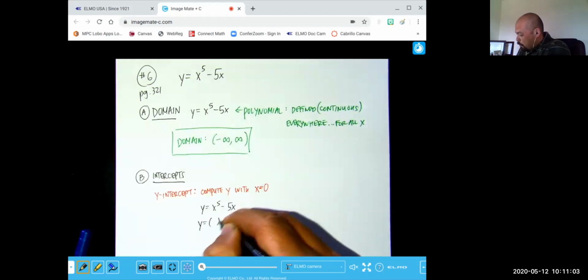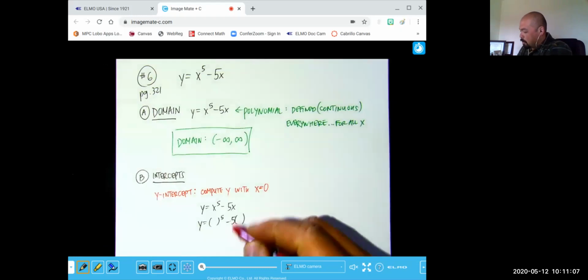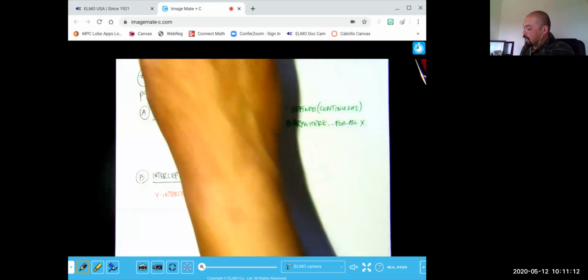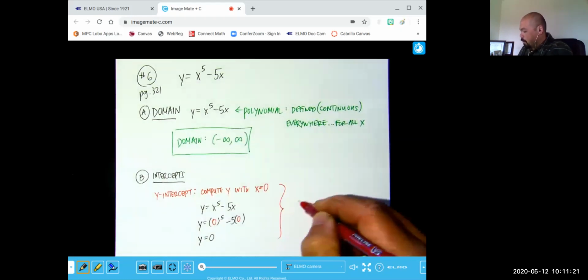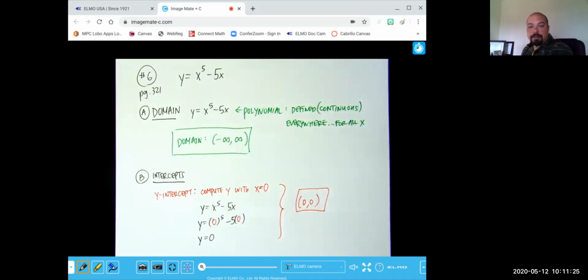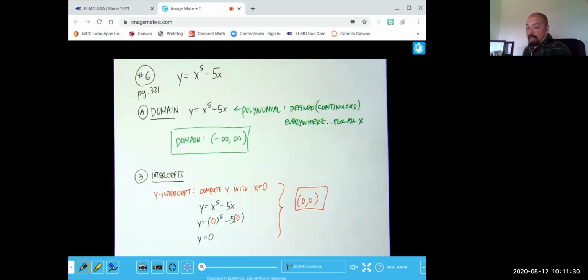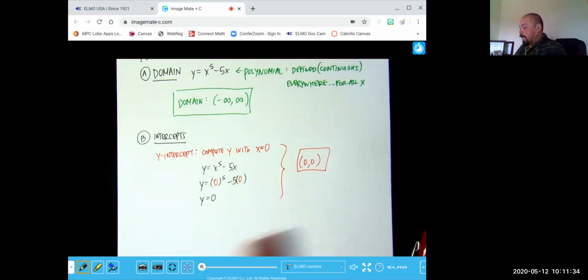Of course, I know it may be a little redundant, but just so we see that direct action, plugging in 0, 0 to the fifth is still 0. 5 times 0 is 0. y equals 0 there, right? So we're getting our graph is going to pass through the origin, right? When x was 0, the y is 0, x 0, y 0. So we pass through the origin. Okay, that's the only place we cross the y-axis.